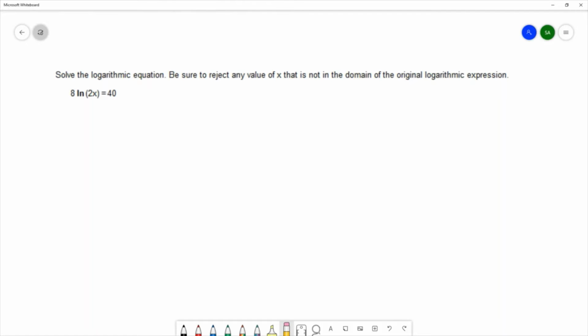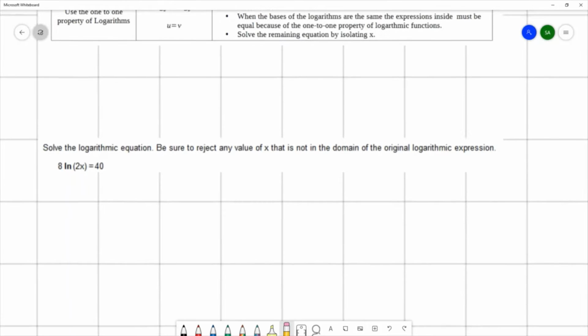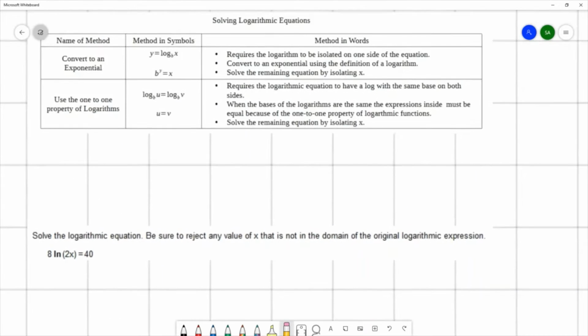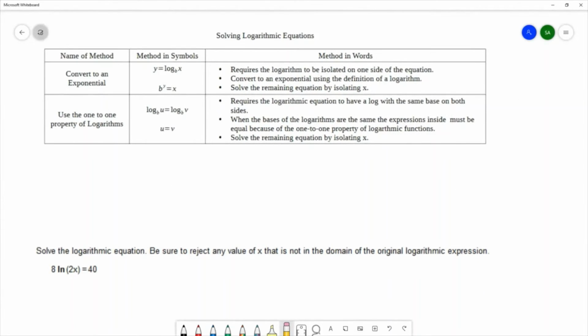Before we begin solving this equation, I want to explore the methods for solving logarithmic equations that we're familiar with. The two methods that we use are converting to an exponential equation and the one-to-one property of logarithms. Sometimes this is referred to as the property of equality.